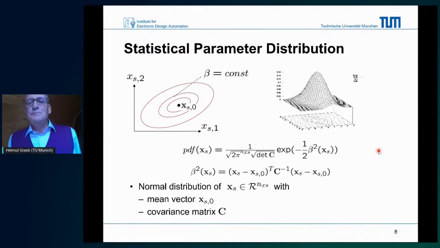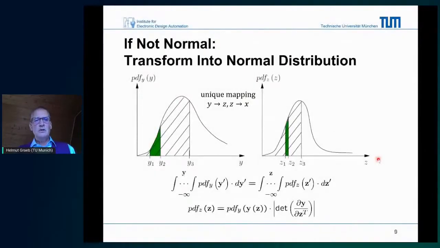Now, at this point, usually the question comes up: yes, but what can we do if they are not normally distributed? Because this is very often the case. For instance, think of oxide thickness. It can only take positive values. And if you have a Gaussian distribution, there is a probability to take a value anywhere, also for negative values. So you cannot take a normal distribution to model oxide thickness. Well, yes, of course. But the nice thing is, if it's not normal, we transform it into a normal distribution. This can actually be done in most cases.